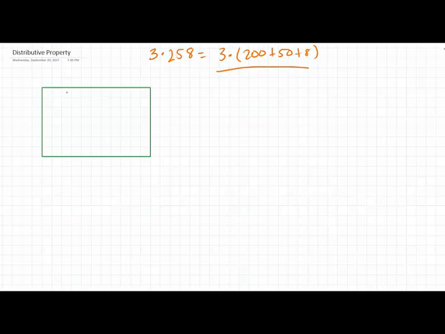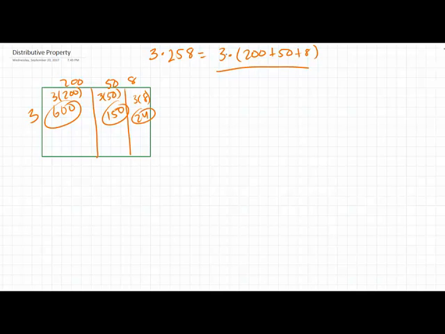So the distributive property is just saying that, again, it's just using the generic rectangle. So we'll create the generic rectangles based off this. It's 200, let's see, 50 and 8. This rectangle will be a value of 600 because we're multiplying 3 times 200. Here we're multiplying 3 times 50, which is 150. And here we're multiplying 3 times 8, which is 24.